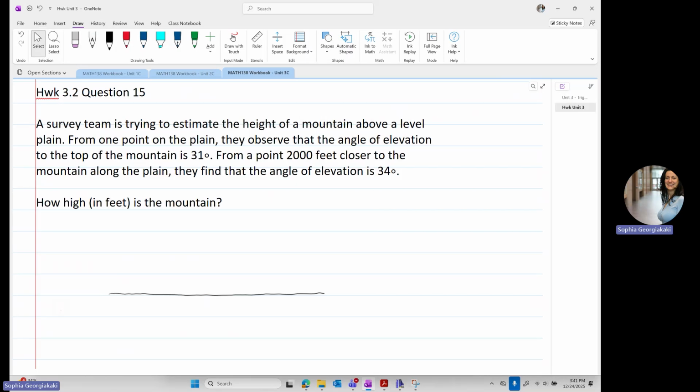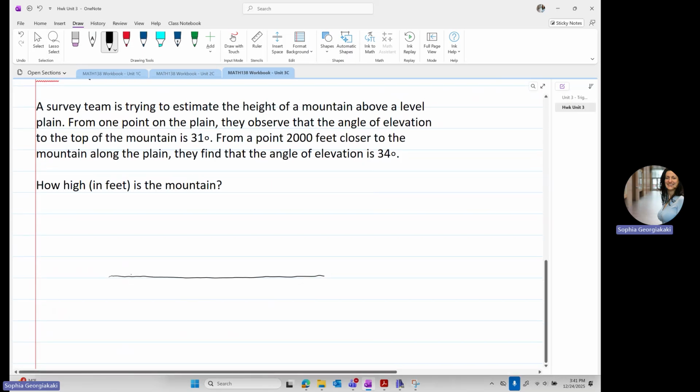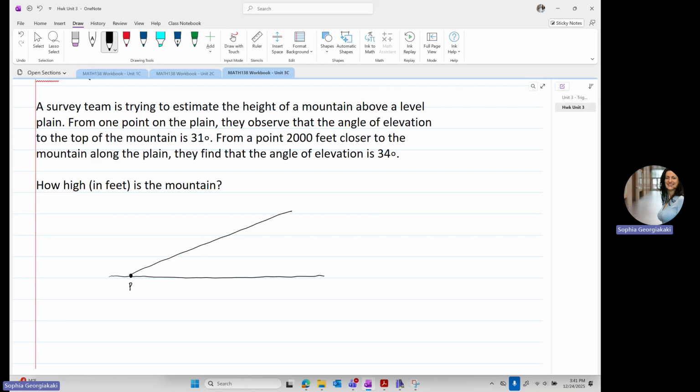And we have one point on the plane. Let's call this here point. And the surveying team observes that the angle of elevation to the top of the mountain is 31 degrees. So 31 degrees here, and that is the top of the mountain. So let's assume that the mountain looks like this. This is a little abstract, but this angle is 31 degrees, and that is the top of the mountain.